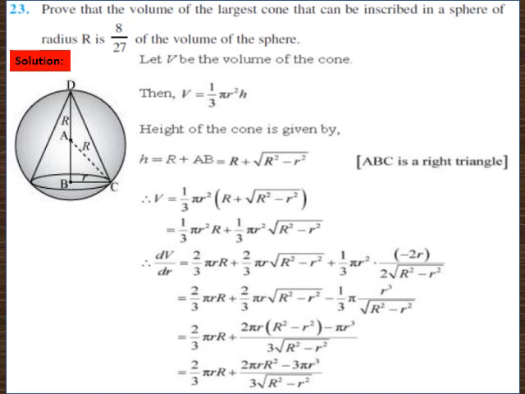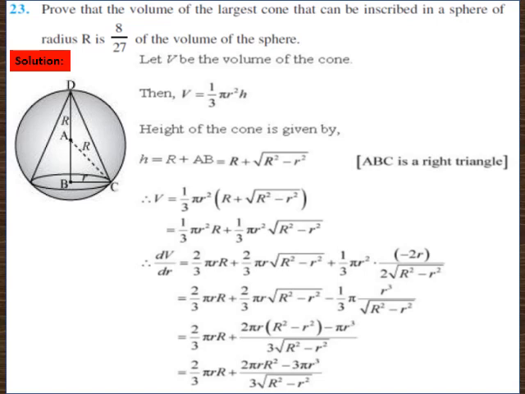Clear? So let V be the volume of the cone. So volume of cone will be equal to what? 1/3 pi r square h, where small r is the radius of the cone and h is the height of the cone. So height of the cone will be given by h equals R plus AB. If you look in the figure, h equals R plus AB, and AB equals under root R square minus r square by using the Pythagoras theorem. So volume will be equal to 1/3 pi r square, R plus root of R square minus r square.